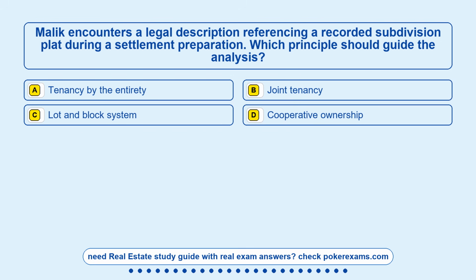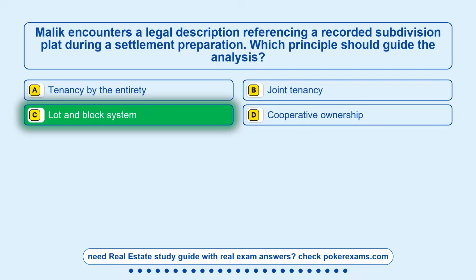Question 2. Malik encounters a legal description referencing a recorded subdivision plat during settlement preparation. Which principle should guide the analysis? Option A, a tenancy by the entirety. Option B, joint tenancy. Option C, lot and block system. Option D, cooperative ownership. The correct answer is option C, lot and block system.